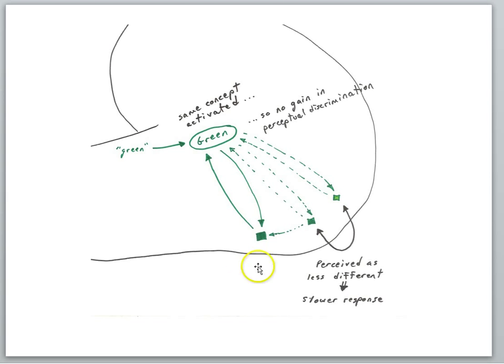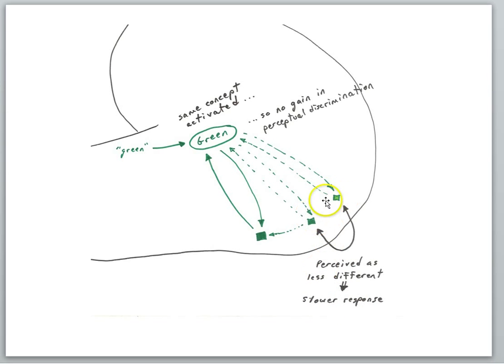Now that would be in contrast to the scenario here, where the first tile would be green, and then the two choices are also within the green category for English speakers, just different shades of green. But the idea then would be, because the two here are activating the same concept of green, that feedback process is not increasing the discrimination of those two stimuli. And as a consequence, they are perceived as, in a sense, less different, leading to a slower response time.